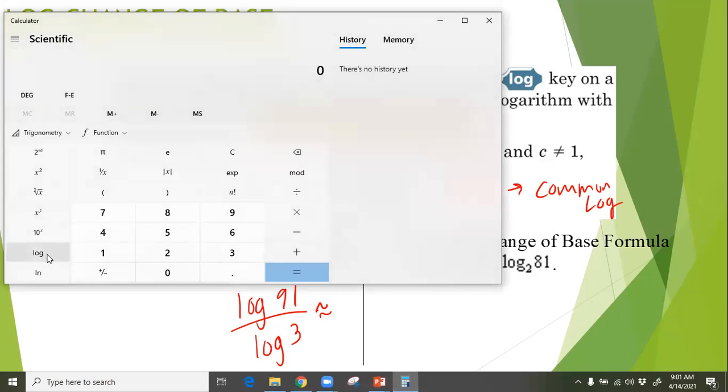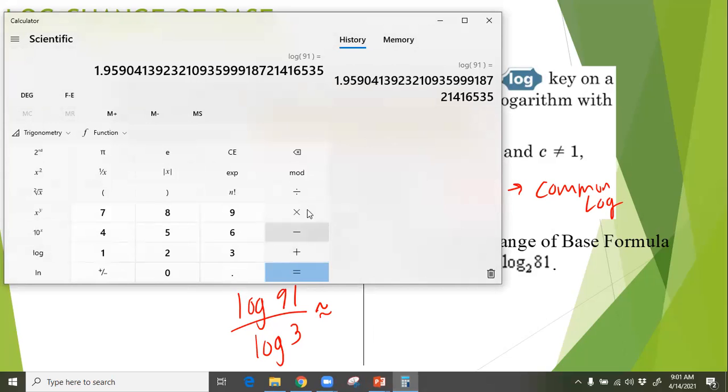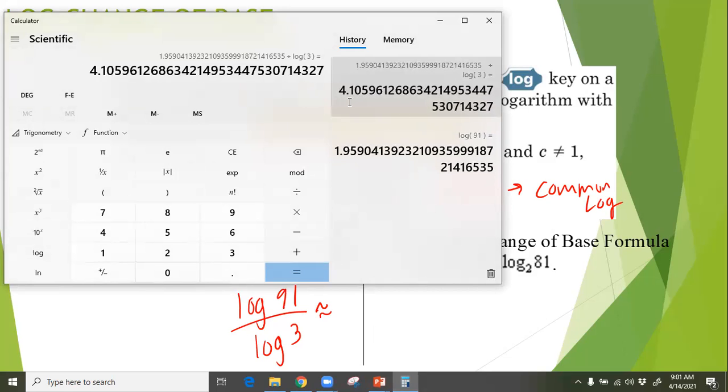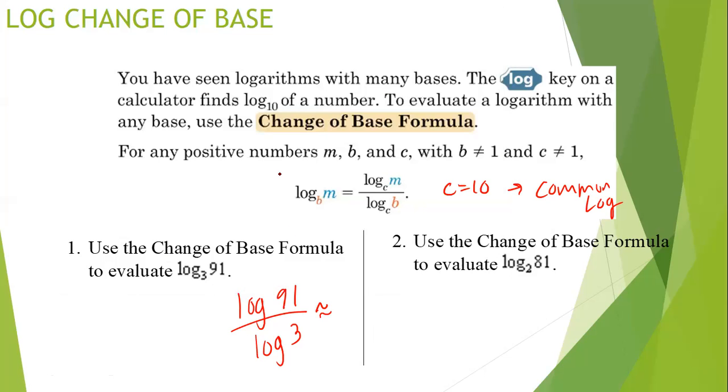In my scientific calculator, I can type in 91 log, and that's my first one, divided by 3 log, and it gives me an approximate value of 4.106. Was change of base terrible? Not at all, right? For this one, again, use the change of base formula.